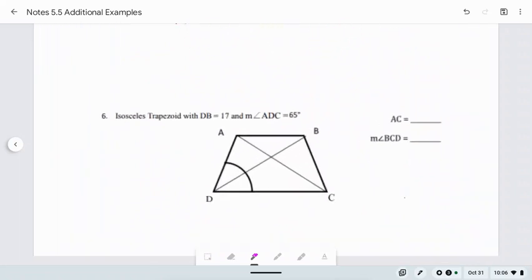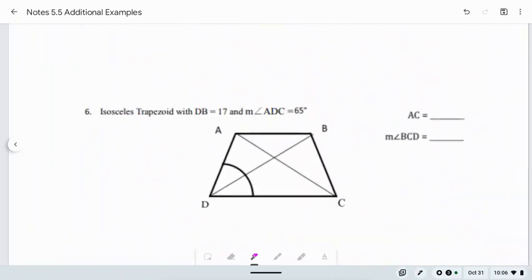Last example is an isosceles trapezoid, and it gives me some given information. So first it says that segment DB is equal to 17, and the measure of angle ADC is 65 degrees. So in an isosceles trapezoid, we know that the diagonals are congruent. So AC would be the same thing as DB, so that would have to be 17. And we also know that in an isosceles trapezoid the lower base angles are congruent. So angle BCD would also be 65 degrees.